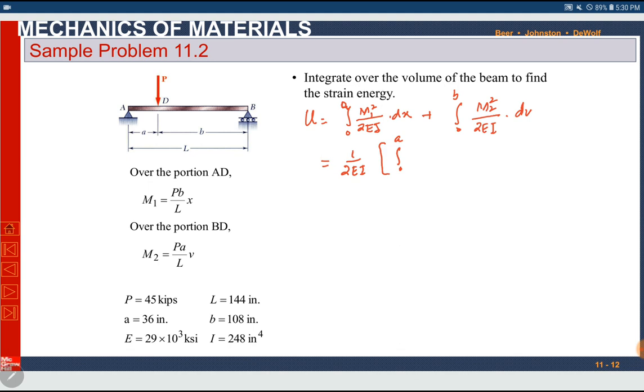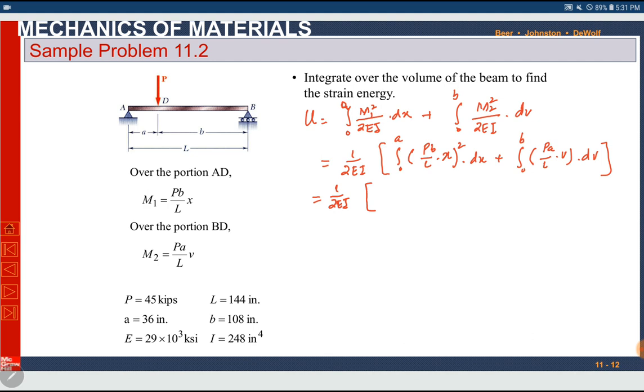0 to A, PB divided by L into X, this is moment square, so I will take the square of this term into dx, plus 0 to B, PA over L into V into dV. Okay, we can simplify this expression, 1 over 2 EI. We can open these integrals.